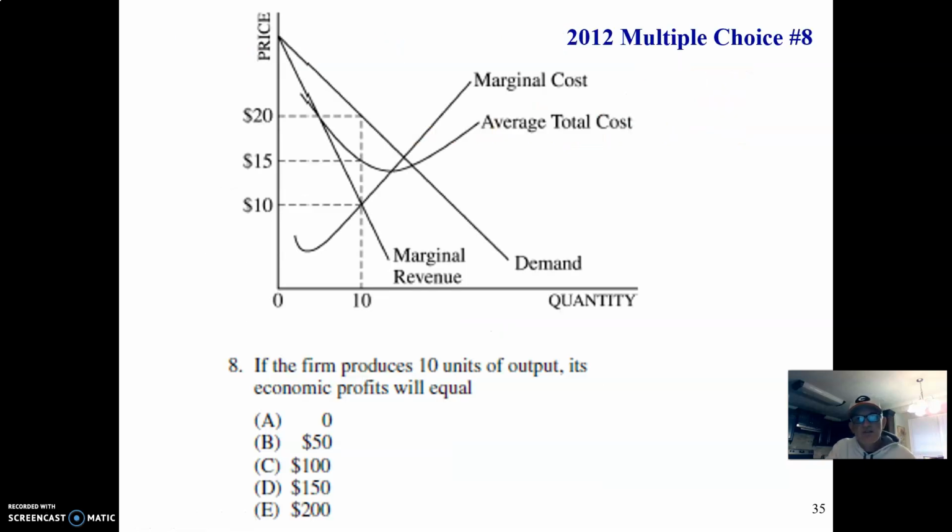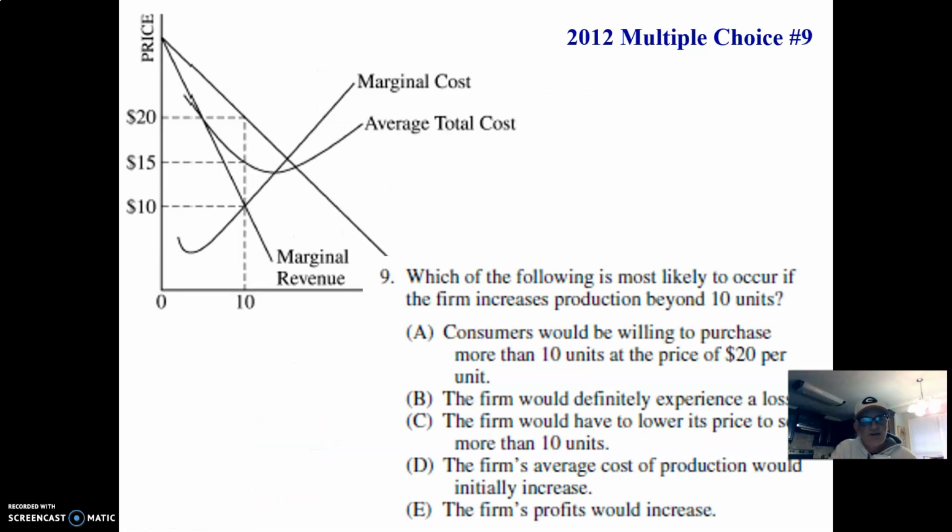Quick practice question from the 2012 AP exam. If the firm produces 10 units of output, which it would, its economic profits would equal, let me show you something real quick. If we would produce here, we know that this is our cost and this is our price. All right? So we know that we're making $5 every time we sell one, and we are selling 10 of those. So your answer should be B. All right? If you got B, give yourself a high five.